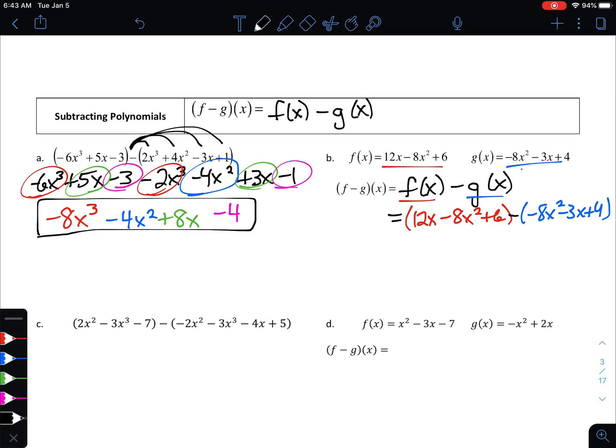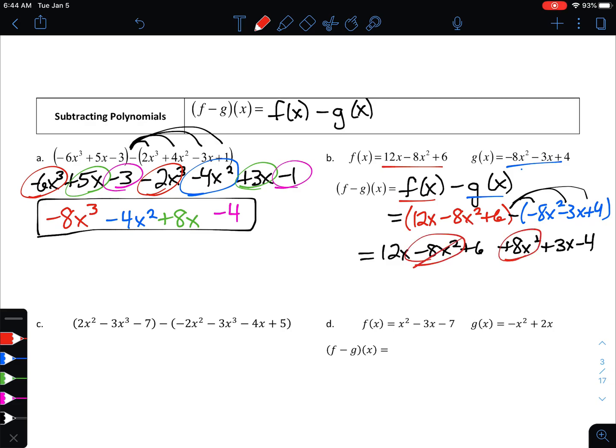And then we'll go ahead and work this just like we did example A. So we're going to take our minus sign and distribute that. So that's going to be a positive 8x squared, a positive 3x, and a minus 4. Remember the first parentheses, we're just going to copy down. Nothing's going to change there. And now we should be ready to work this just like any other addition problem. So looking for our highest exponent, it's going to be powers of 2. In this case, negative 8 and positive 8 add to be 0, so those are just going to cancel. Next, we'll take 12 plus 3, which is 15x. And finally, 6 minus 4 is positive 2.